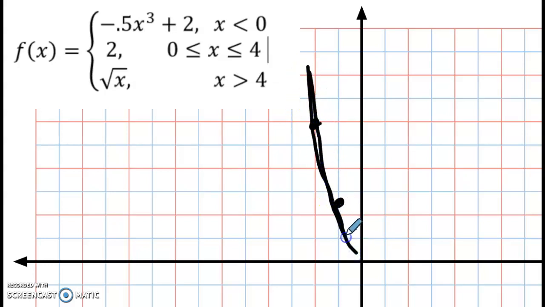Okay, so I know how this works. The value at 0 is 2. Whoopsies. But I have to just be less than 0, so that's a hole. Between 0 and 4, I'm 2. 0, 1, 2, 3, 4.